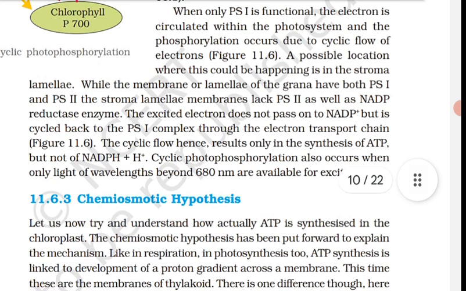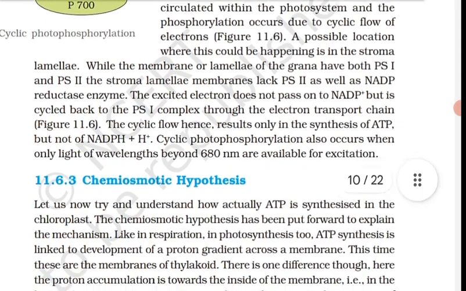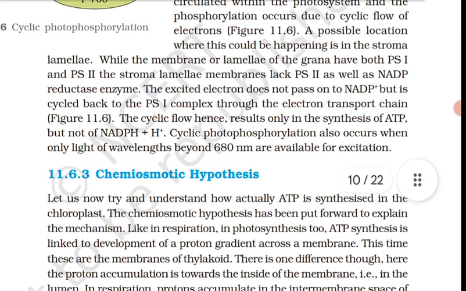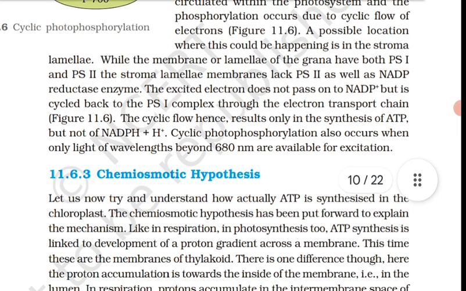So the next is, what is a light reaction? Light reaction or the photochemical phase includes light absorption, water splitting, oxygen release, and the formation of high energy chemical intermediates, ATP and NADPH.